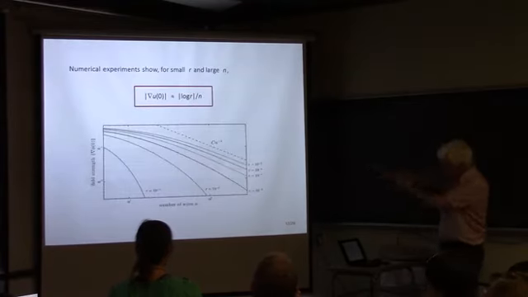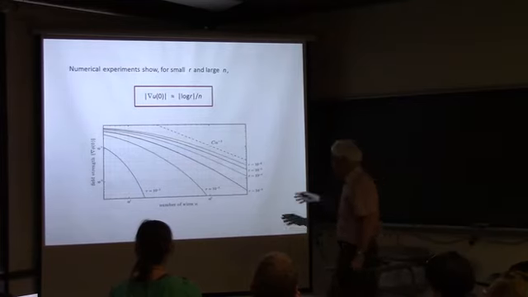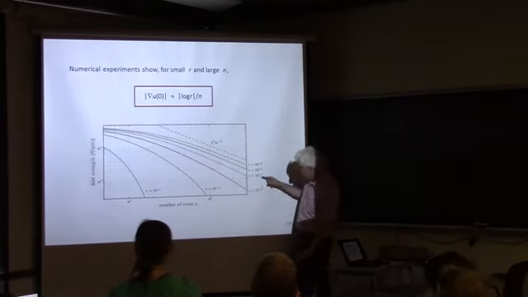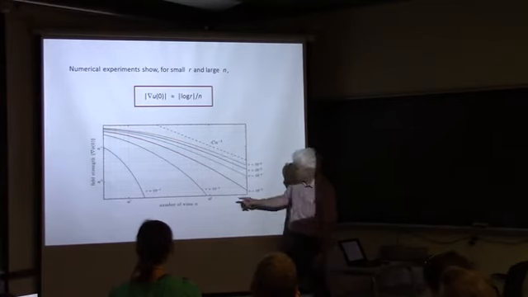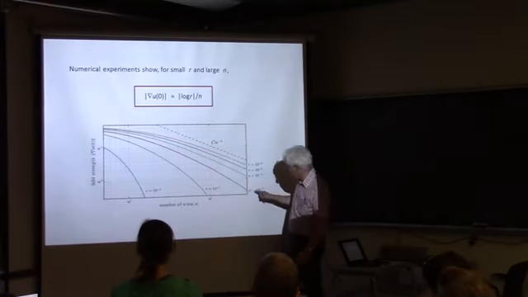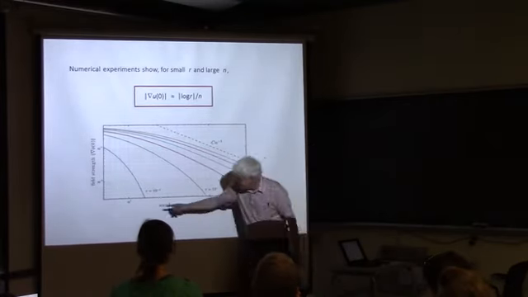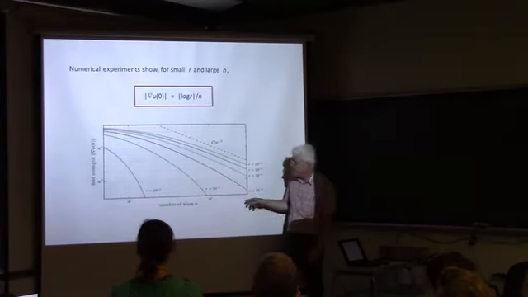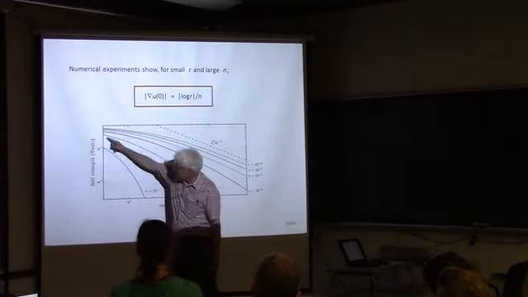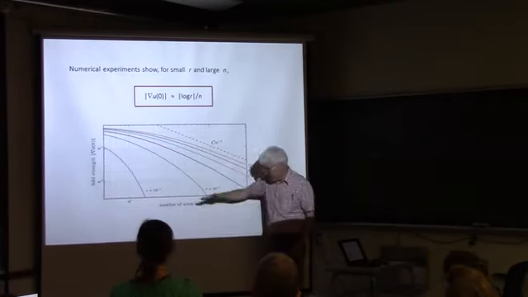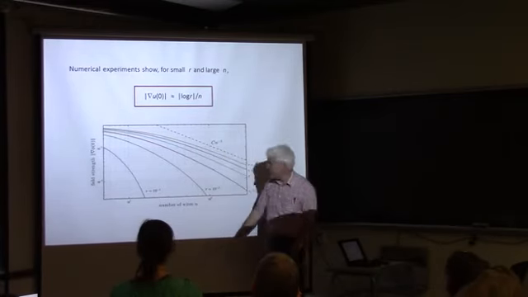So if you want to see a bigger picture, here each curve corresponds to a different radius. So we have radius 10 to the minus 1, 2, 3, 4, 5, 6. And then this axis is the number of wires, and this axis is the field strength. So a good shielding means a small field, right?